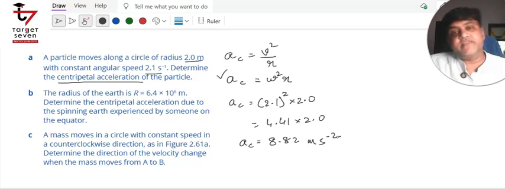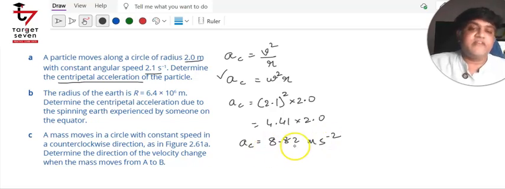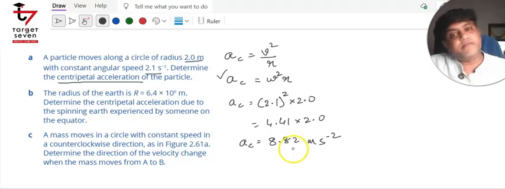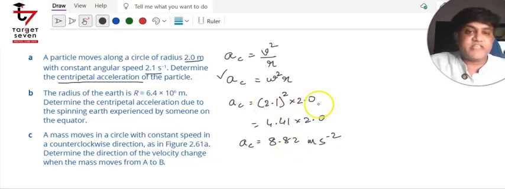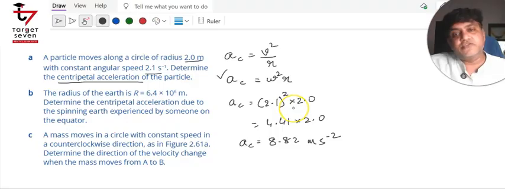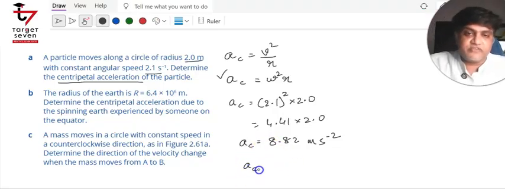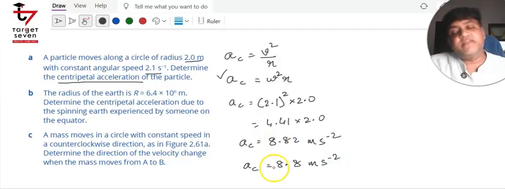Now, whenever we solve these numerical problems, we need to make sure that we report the final result to the appropriate number of significant figures. There has been multiplication involved here, so we shall be considering the number of significant figures and not the decimal places. So the centripetal acceleration can be reported as 8.8 meters per second squared. Now this will be the final answer to the A bit.